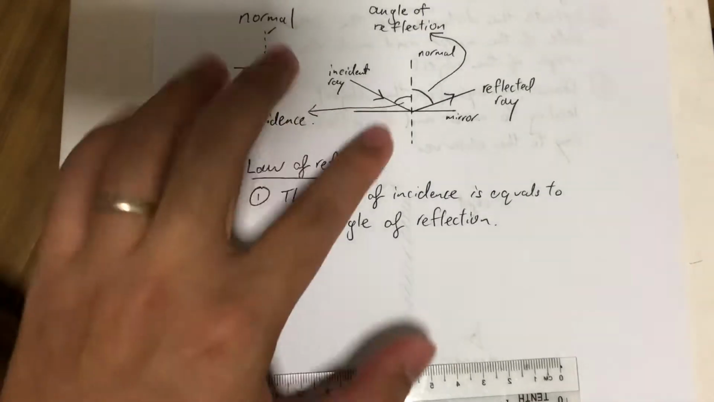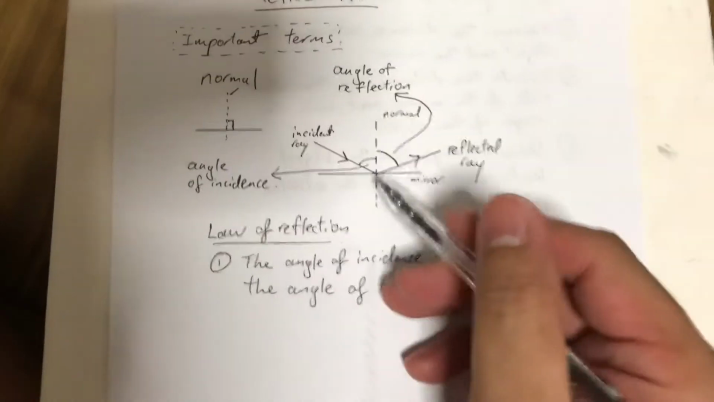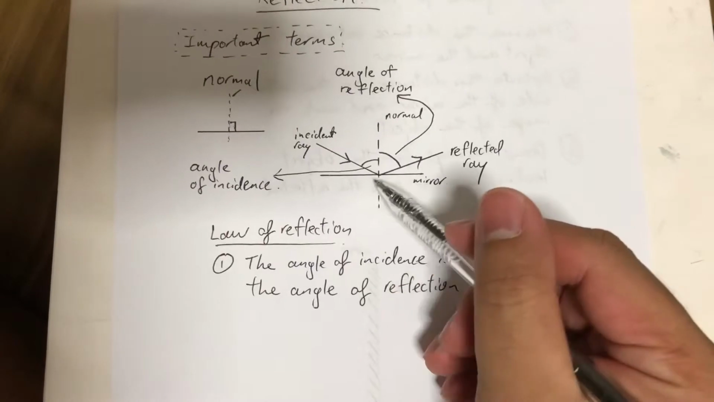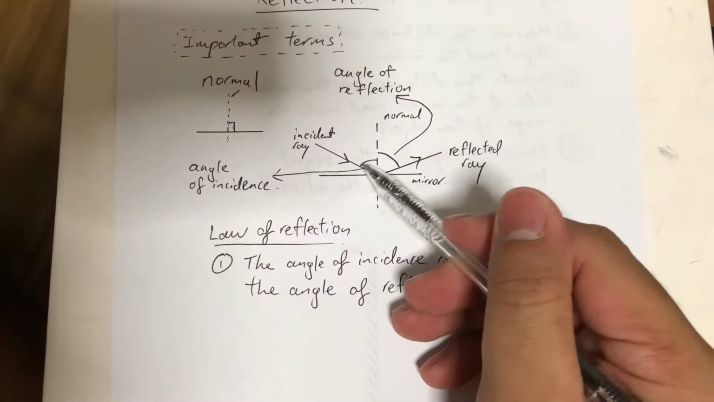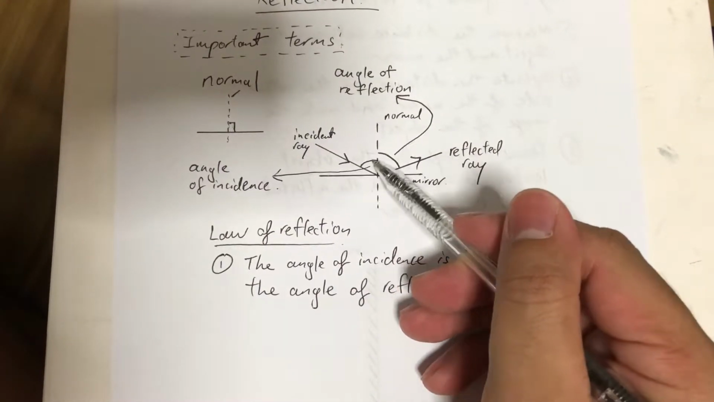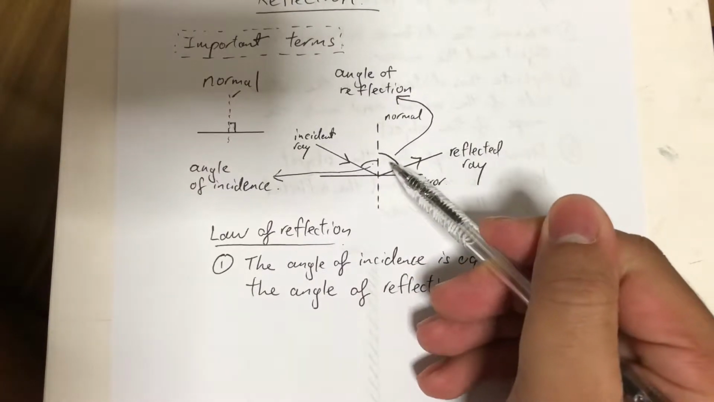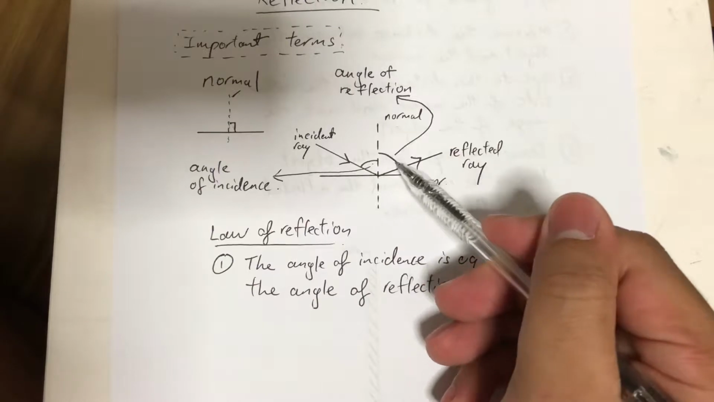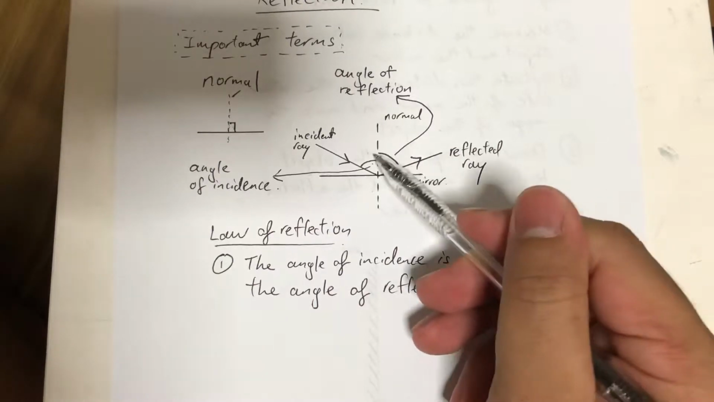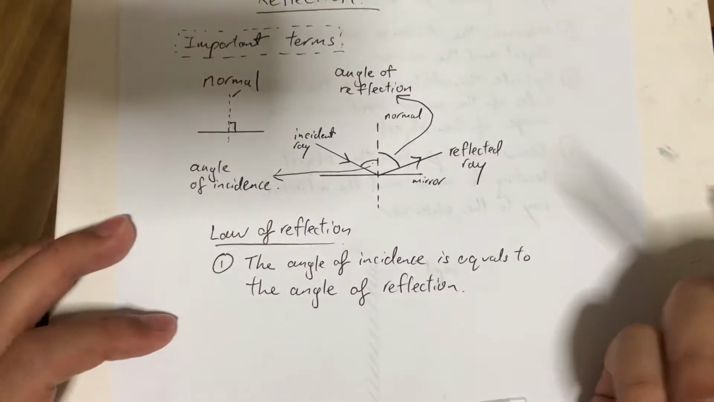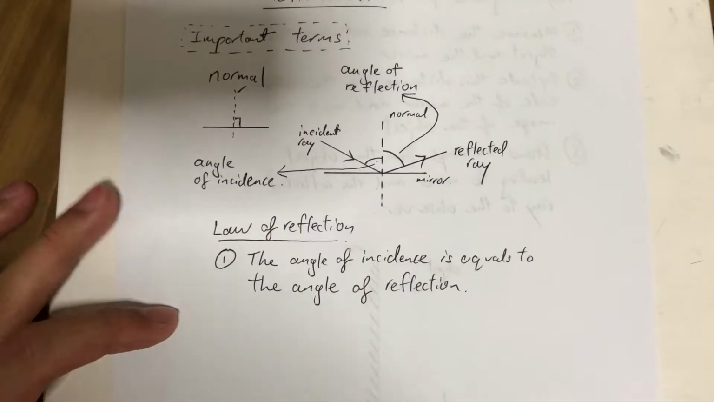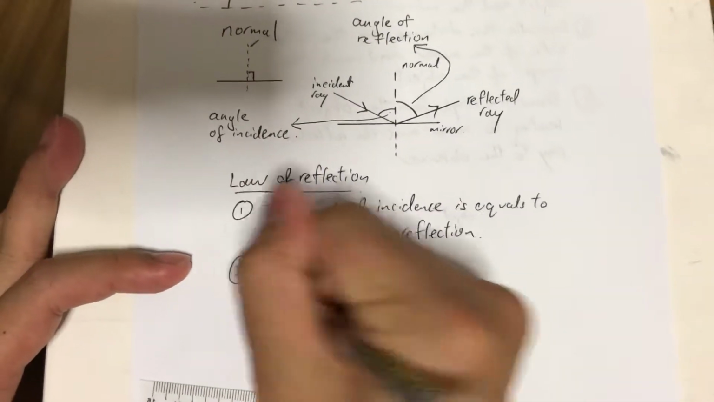This one is very simple, like what I've drawn here. Basically, we are just saying that this angle between the normal and the incident ray, if let's say it is 20 degrees, then the angle of reflection here will also be 20 degrees. So this is the first law of reflection. There's a second part to it.